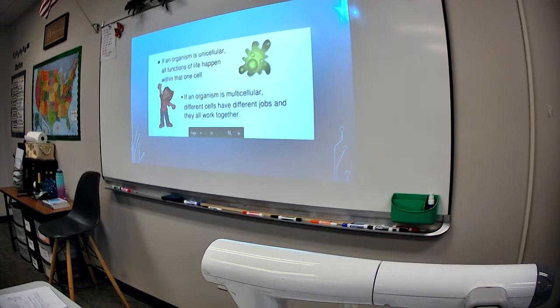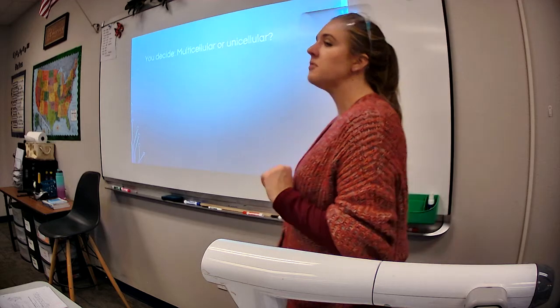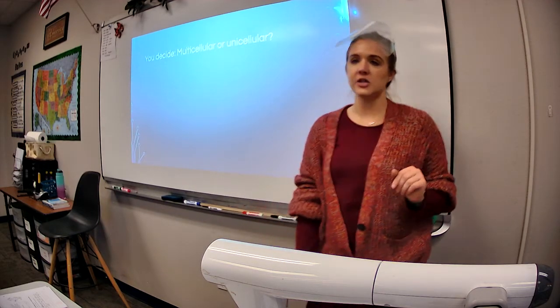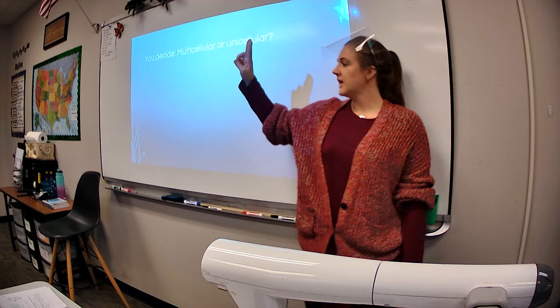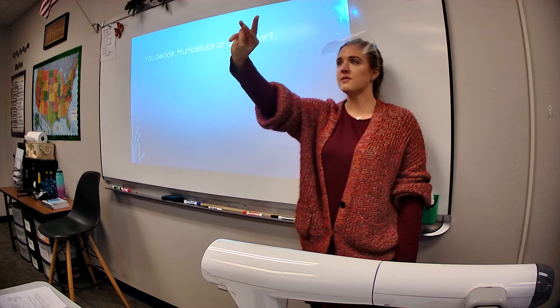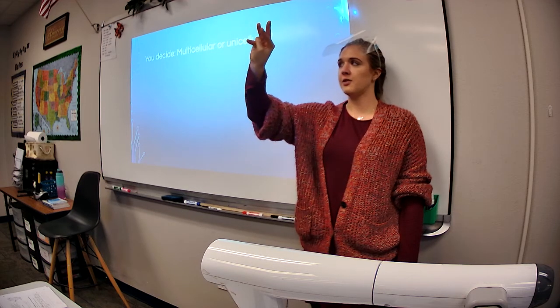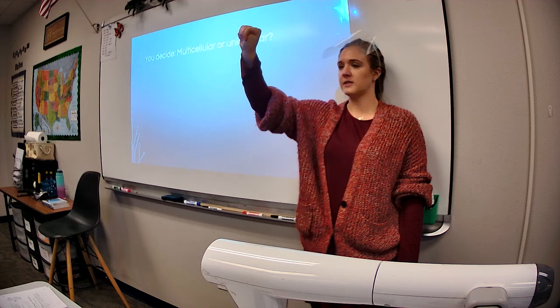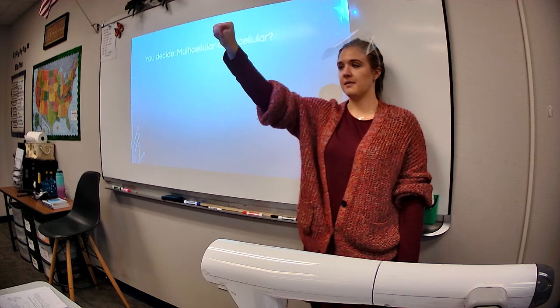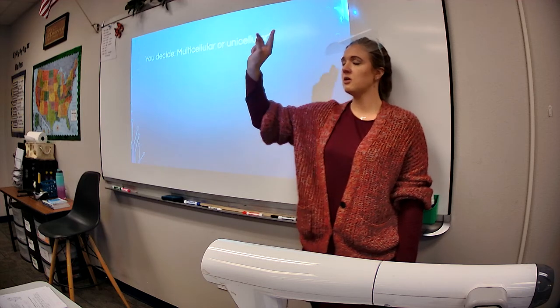Okay, so now we're gonna do a little quiz. Okay, not really, but sort of. I'm gonna put a picture on the board. You're gonna tell me is it unicellular or multicellular. We're gonna use some sign language. If you think it's unicellular, you're gonna hold this up. I'm gonna show you how to do M. If you hold your hand up, you put your thumb in between your third finger and your pinky, and then curl your fingers down. This is M. You're going to show me an M for multicellular. So either unicellular or multicellular.